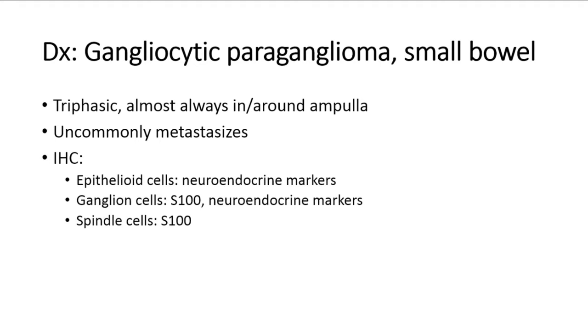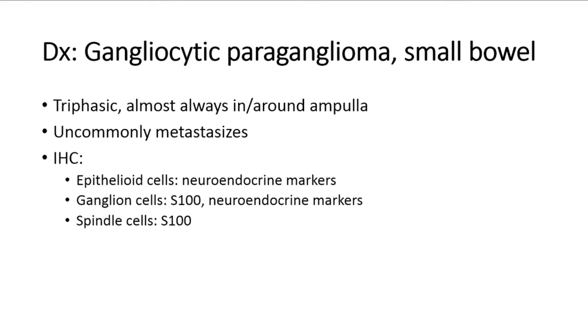A small number of them can metastasize. I've seen this in the liver once, but the vast majority of them are benign. Immunohistochemical stains can help you if you do neuroendocrine markers and S100. Each of those will be positive in 2 of the 3 components, as you can see there. Epithelioid and ganglion cells will pick up neuroendocrine, and the ganglion and spindle cells will be positive for S100.